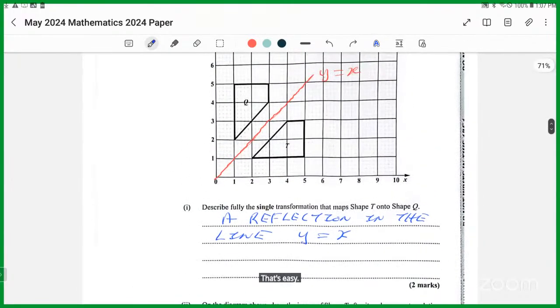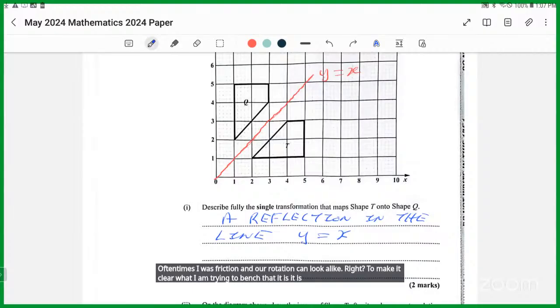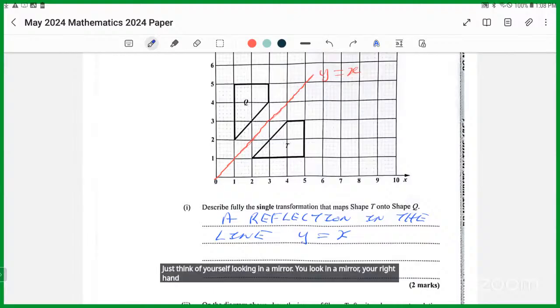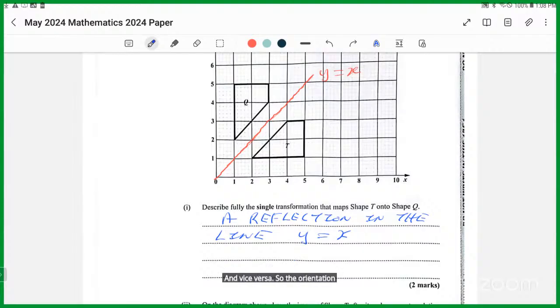No, it's not a rotation, but I just showed you. So you have to do that check that I just showed you a while ago. Oftentimes, a reflection and a rotation can look alike. To make it clear, check the orientation. If the orientation is reversed, then it's a reflection you have. Just think of yourself looking in a mirror. Your right hand looks like your left hand in the mirror, and vice versa. So the orientation is reversed. That's what mirrors do. So a reflection reverses orientation.